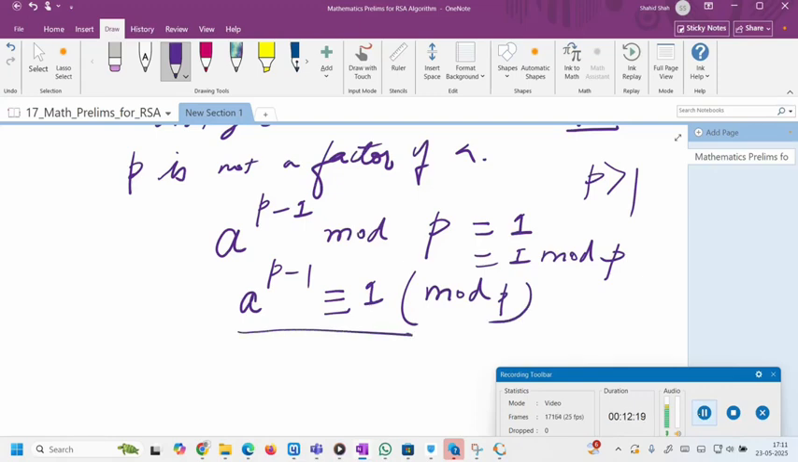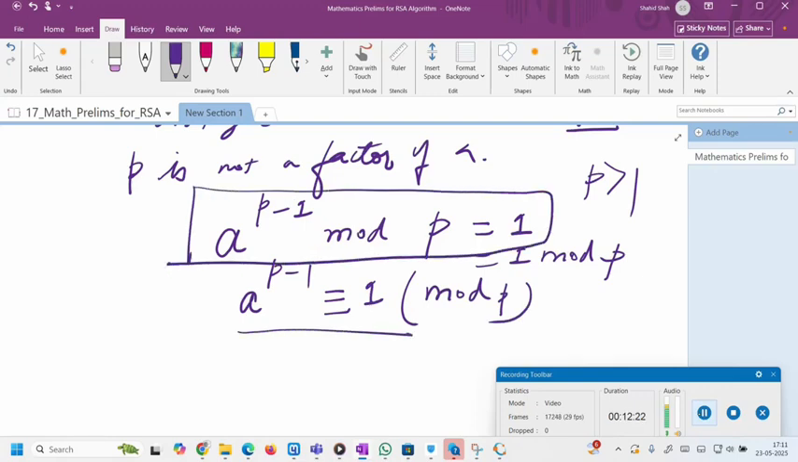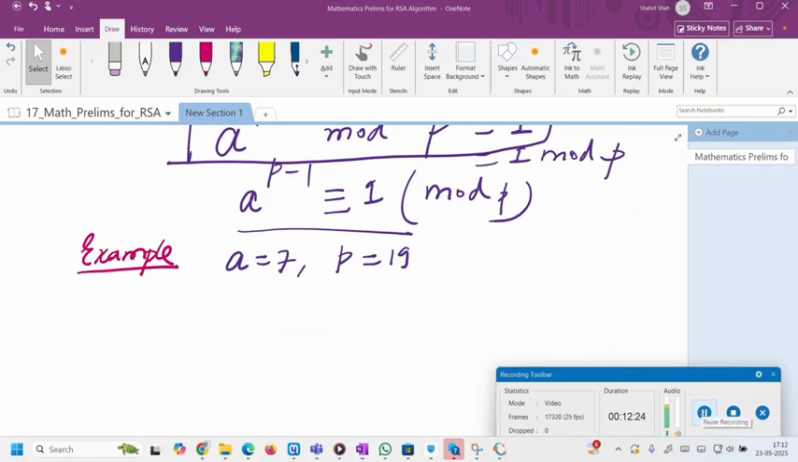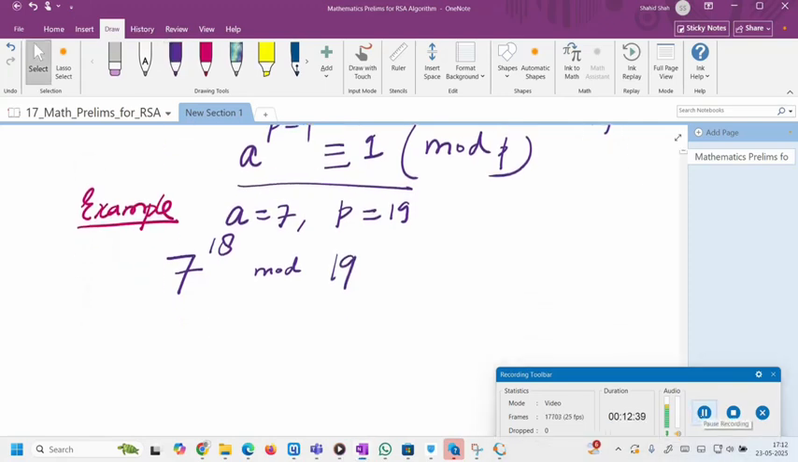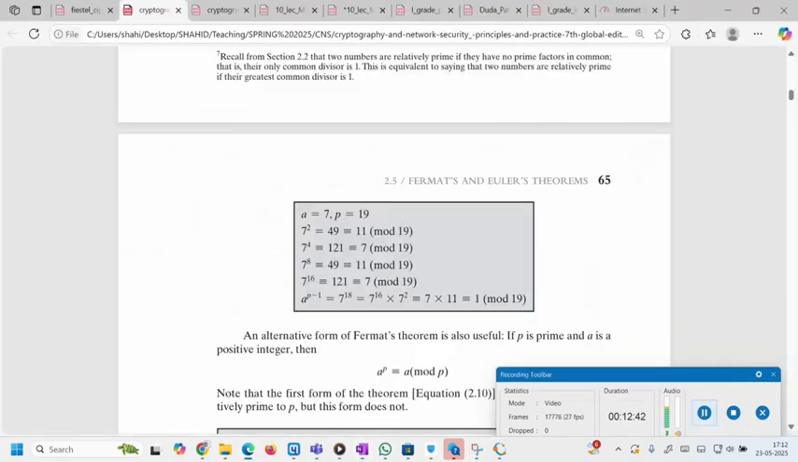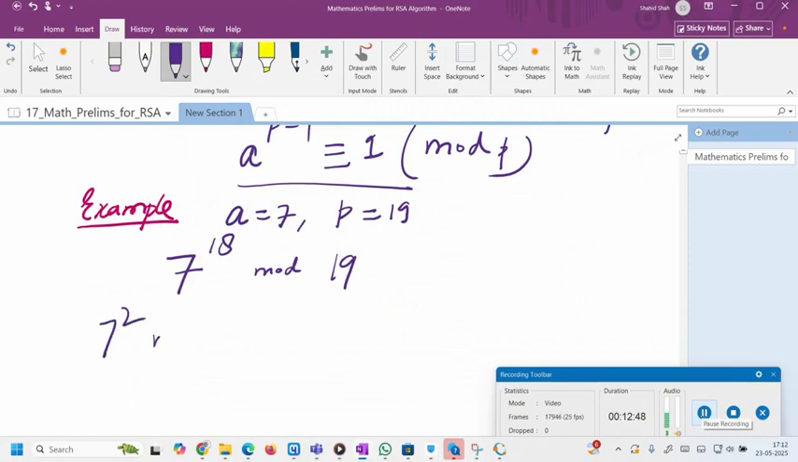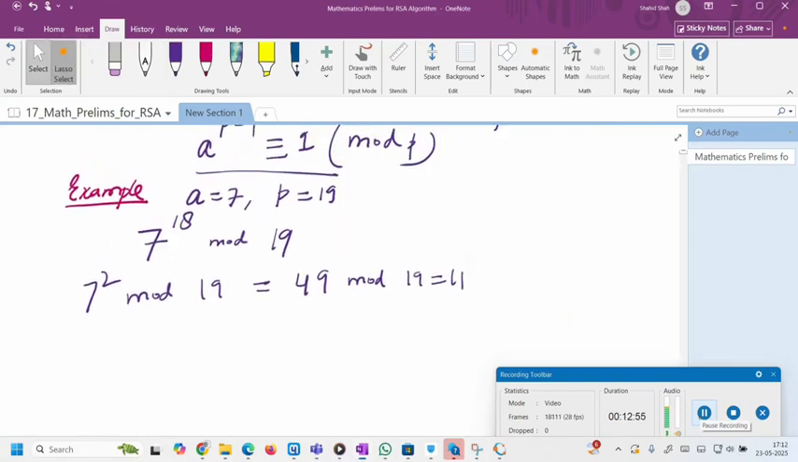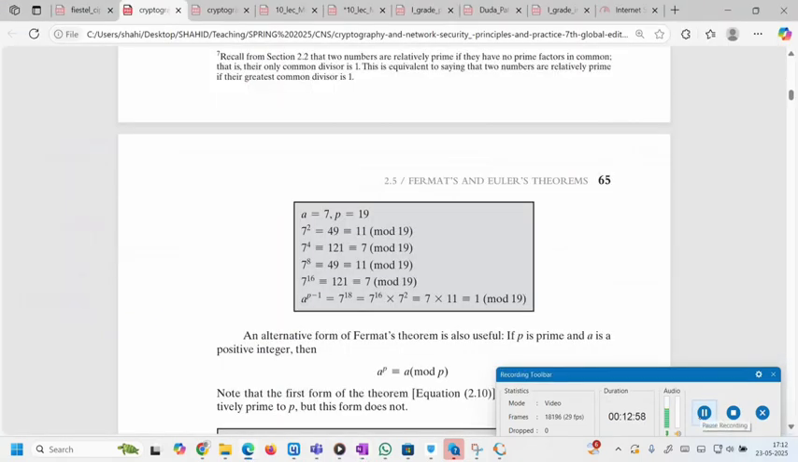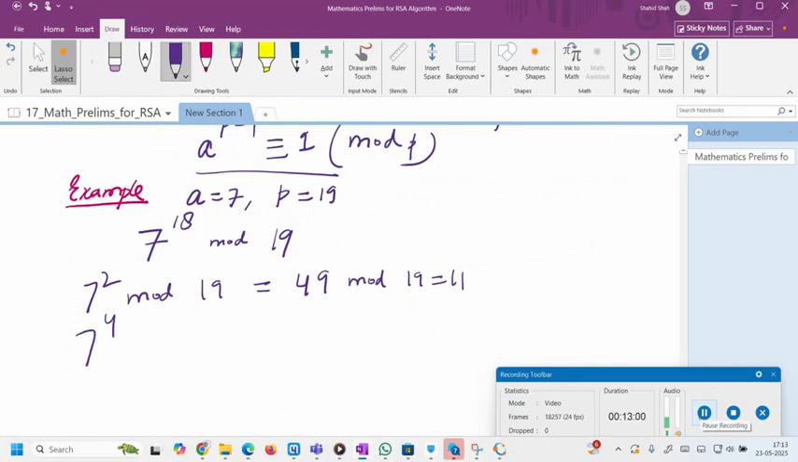Okay, so if this becomes difficult for you, we can simply look at it like this. So let's do an example. Suppose a is 7 and p is 19. Then it means we have to basically compute 7 to the power 18 modulo 19. Of course, this is a very complicated operation, but we'll again use the arithmetic properties of modulo arithmetic. So let's start with 7 square. 7 square modulo 19 can easily be found. It will be 11.